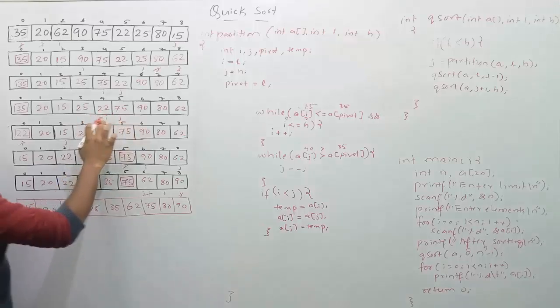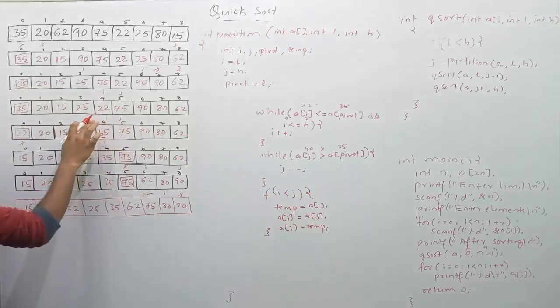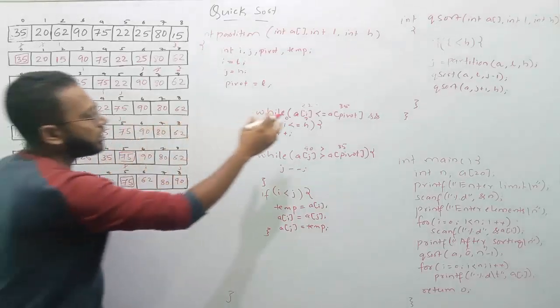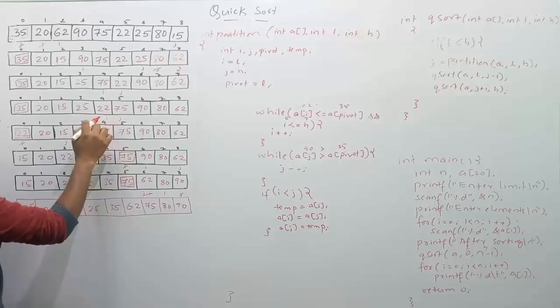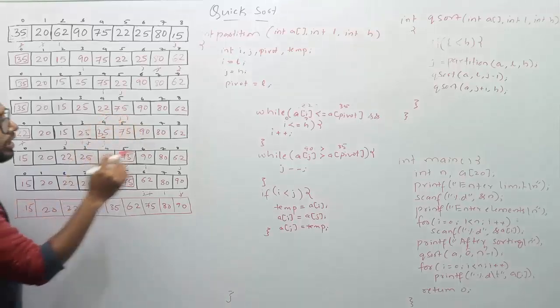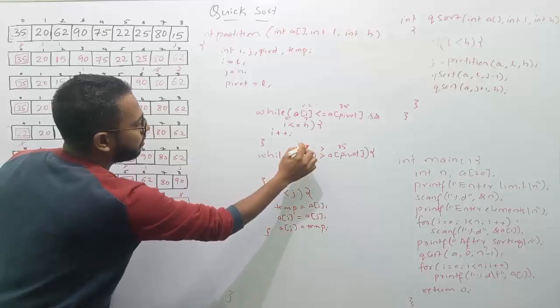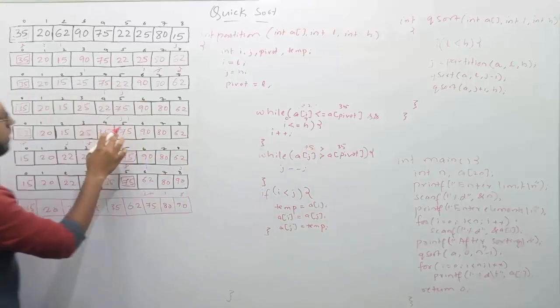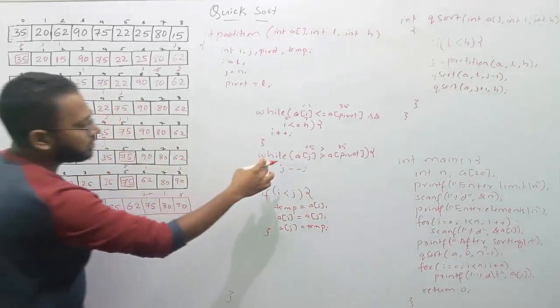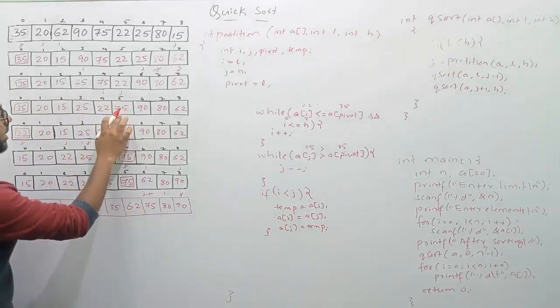Okay, so 22. Now array of I is 22. 22 is lesser than or equals to 35. Yes, the condition becomes true. Now I becomes this, and j, next, this one. Array of j is 75. 75 is greater than 35. Yes, the condition becomes true. That's why j gets decremented.